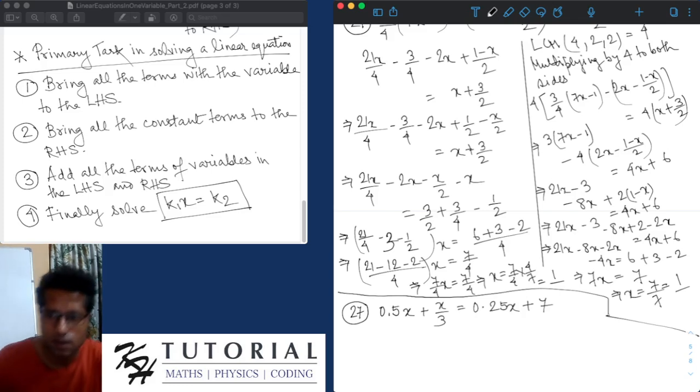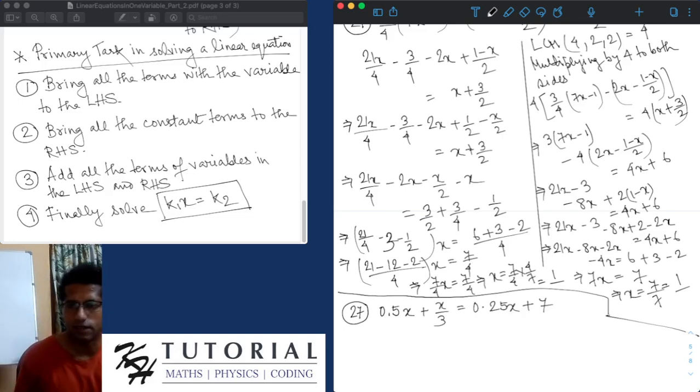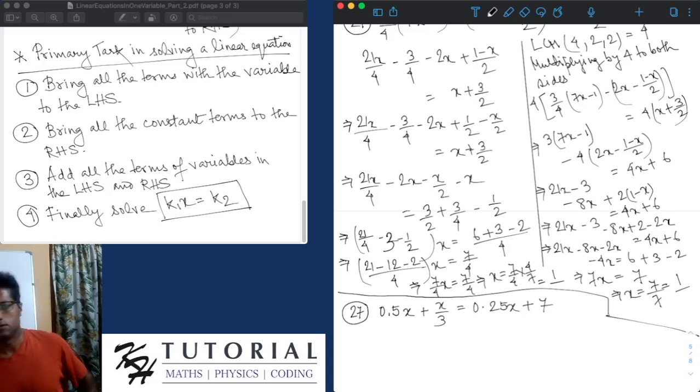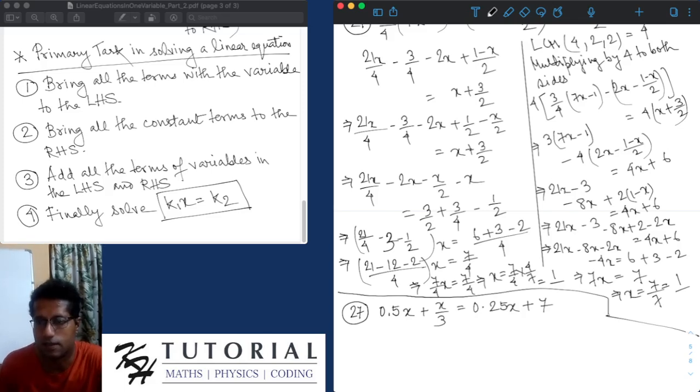So I hope, even though my solution is looking very clumsy, I am sorry for that, but I hope you are getting the idea how we are applying the concept of transposition of terms and simplifying the given equation, doing the products of the algebraic expressions and transferring all the variable terms to the left hand side and all the constant terms to the right hand side, and then adding up all the variable terms in the left hand side and adding up all the constant terms in the right hand side, and finally we are getting the form k1x equals k2, and from there we get x equals k2 by k1. So this is the basic fundamental concept.